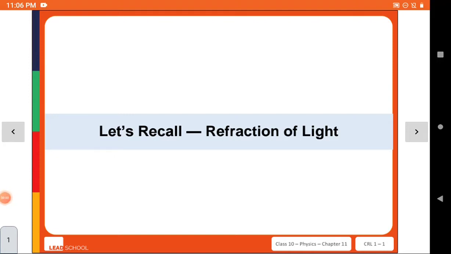Hello students. Students, today we have to revise refraction of light. After revision, we have to start our new chapter, Human Eye. But firstly, we have to discuss our previous topic, refraction of light: how light refracts, what we mean by refraction, and how it works from medium to medium.